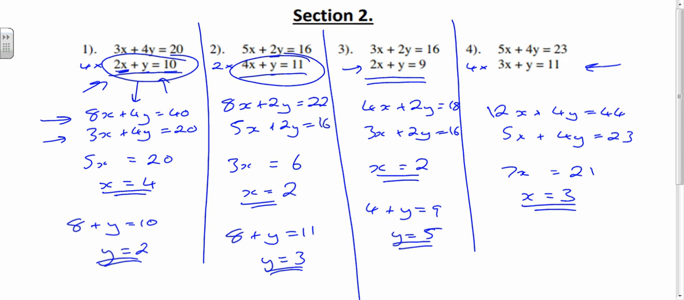Once you've got x as 3, substitute it into either one. I'll go for the small one most times. So if x is 3, 3x's are 9, so it's going to be 9 plus y equals 11. y equals 2.